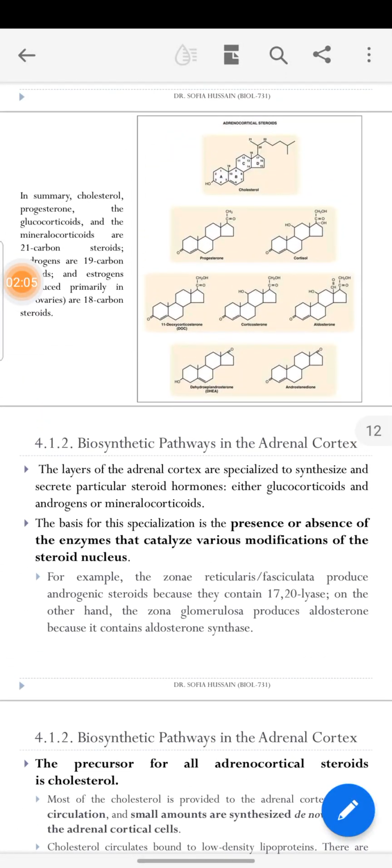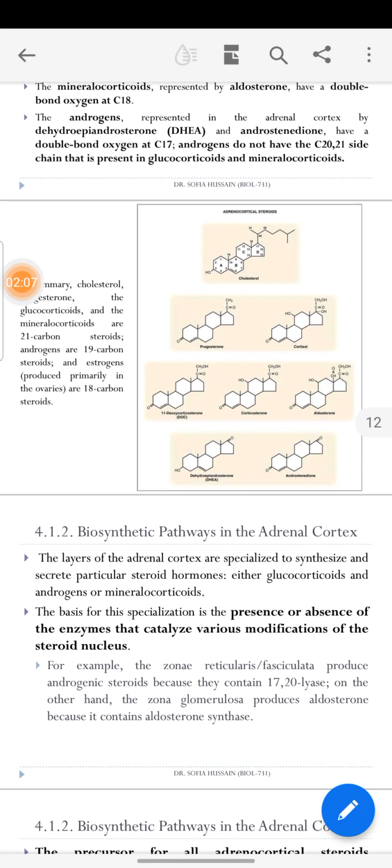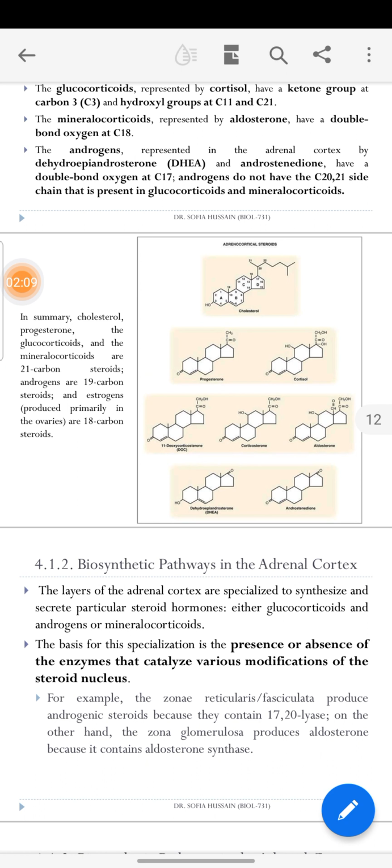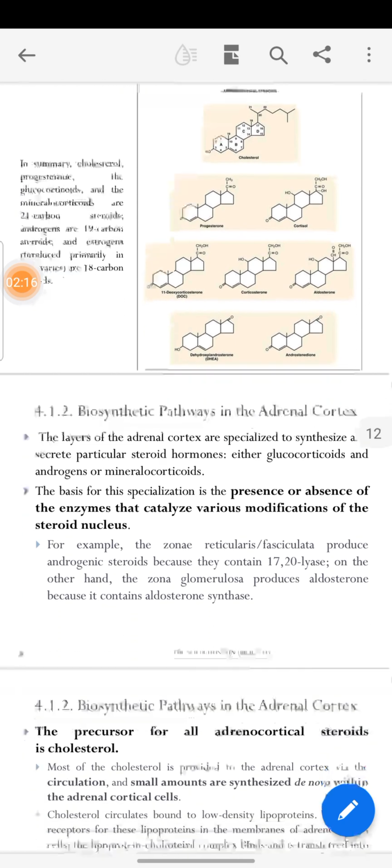Next is the summary: the 21-carbon steroids are the mineralocorticoids and glucocorticoids, the 19-carbon steroids are the androgens, and the estrogens are the 18-carbon steroids.